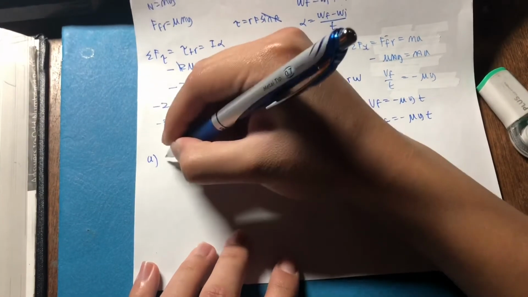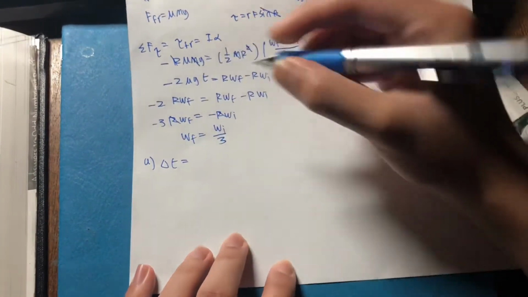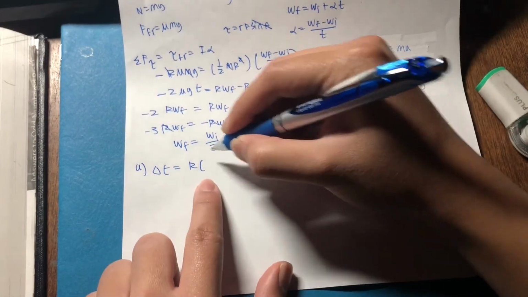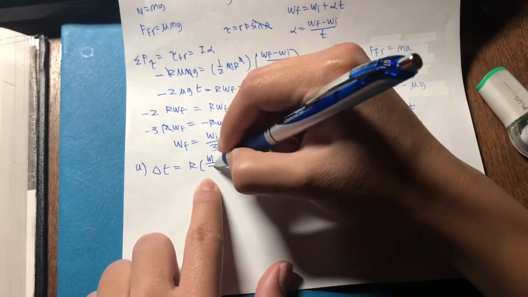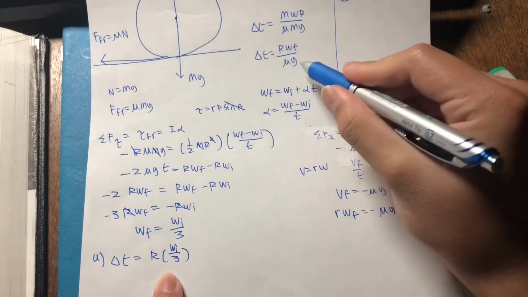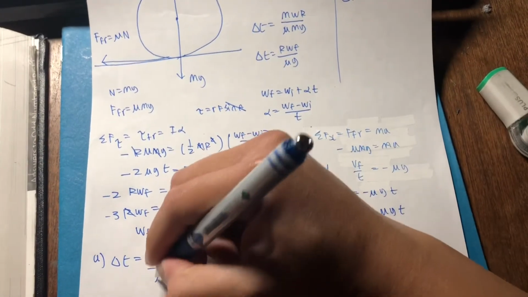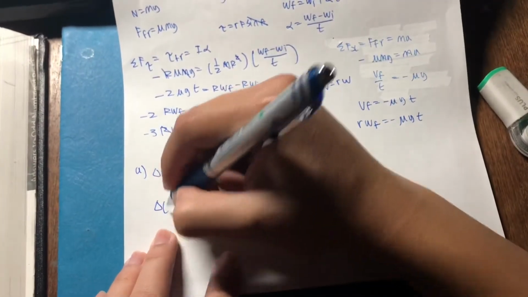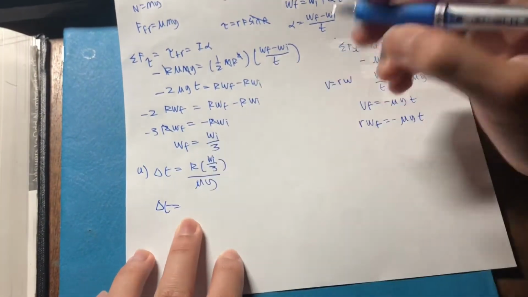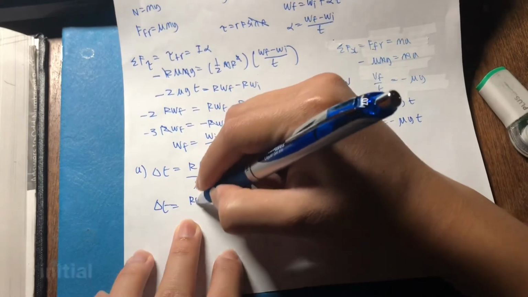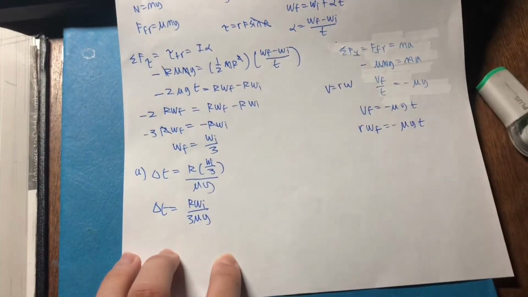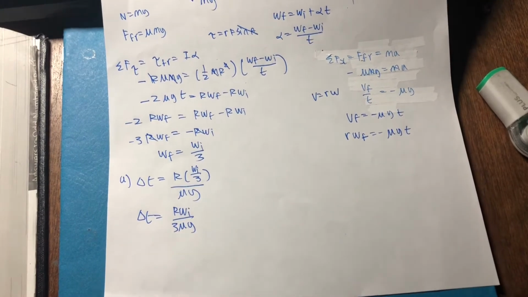So the answer to part A is delta t equals r times omega final, or we'll just put that in, omega initial divided by 3, all divided by mu over g. Well, put that 3 down there, and your final answer is delta t equals r omega initial over 3 mu g. And this matches exactly what's in the textbook.